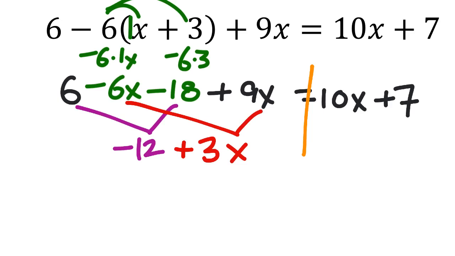Now, I'm going to say this again. If you had written this as 3x minus 12, it would be the same thing. So the order of these doesn't matter as long as the terms have the same value. Well, there were no like terms to combine on the right side of that equal sign, so it's still just 10x plus 7. So this is my new equation.